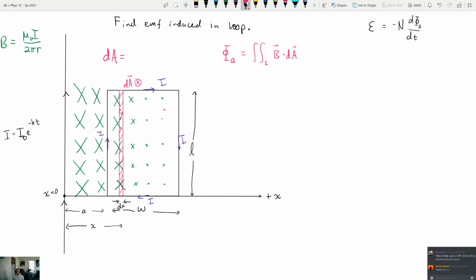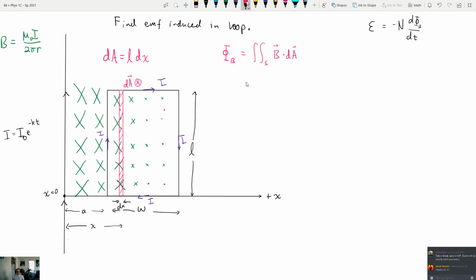What's the area of this little cut here? dx times L. Yeah, so L dx. And now I think we can do this now.